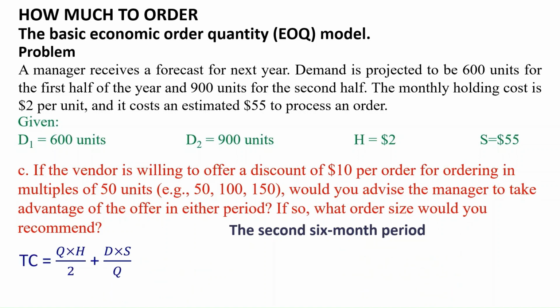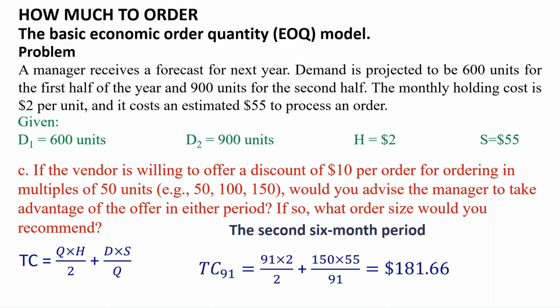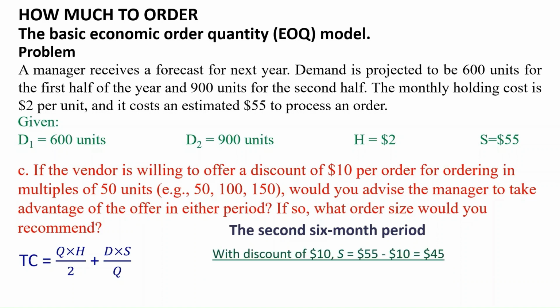For the second 6-month period, the monthly total cost corresponding to Q0 equals 91 is TC 91 equals 91 multiplied by 2 divided by 2 plus 150 multiplied by 55 divided by 91 equal $181.66. With discount of $10, S equals $55 minus $10 equals $45. So, the monthly total cost corresponding to Q equals 50 is TC 50 equals 50 multiplied by 2 divided by 2 plus 150 multiplied by 45 divided by 50 equal $185.